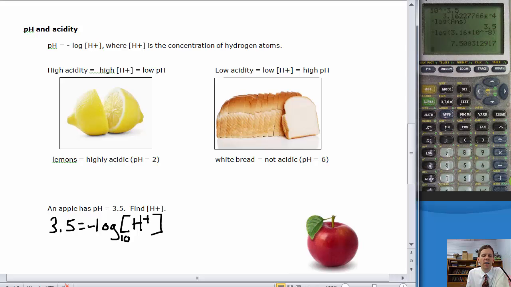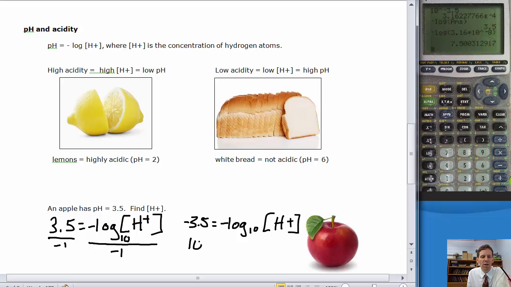Now, this negative sign is going to give us a little bit of grief. So the first thing I'm going to do is divide both sides by -1 or multiply both sides by -1. I just got to get this negative sign over to the other side here. So if you want to think about dividing both sides by -1, that's fine. When you do that on the left side, you'll get -3.5, and on the right side, the negative log base 10 of H+. To write this in exponential form, our base is 10. Our exponent over here is -3.5, and this should equal the concentration of hydrogen atoms.